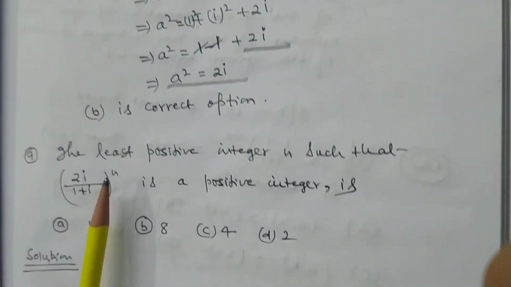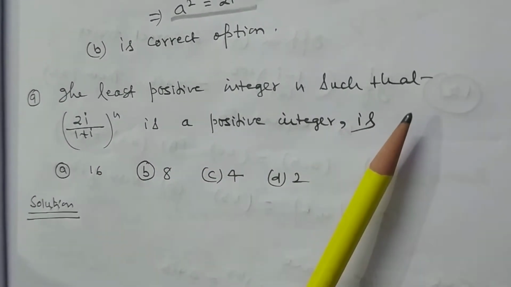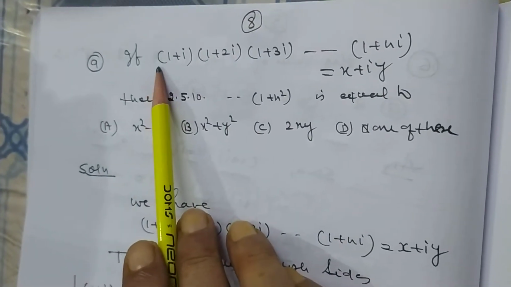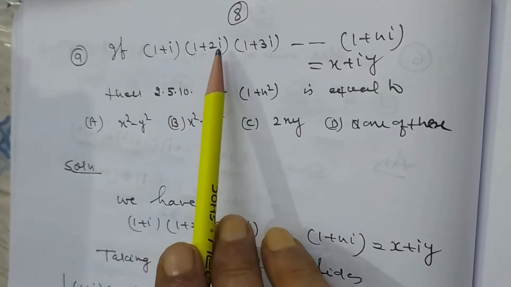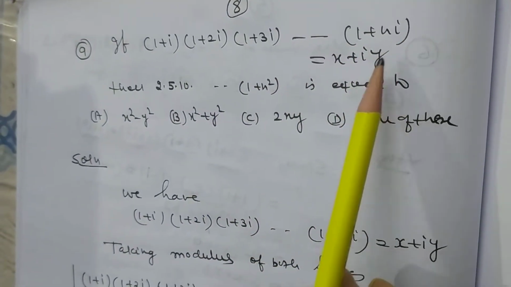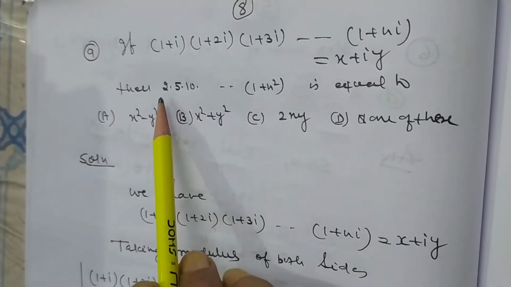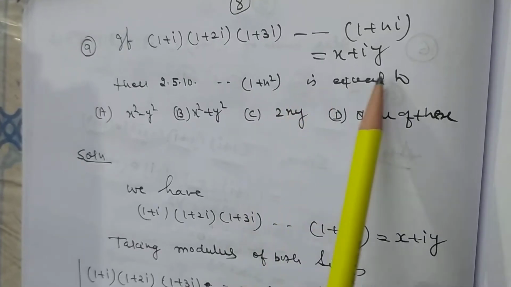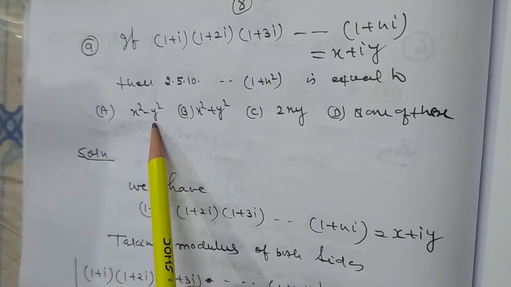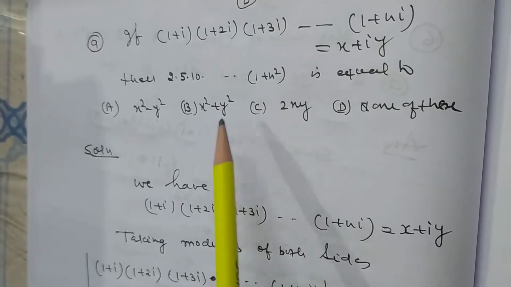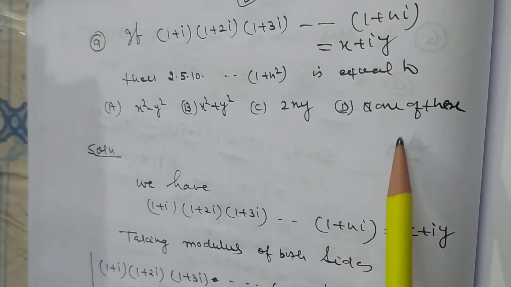My dear student, the question about the least positive integer n such that, you will not solve this problem. Now, I want to solve problem number 9. If 1 plus i into 1 plus 2i into 1 plus 3i, and so on up to 1 plus ni, is equal to x plus iy, this is given, then 2 into 5 into 10 into up to 1 plus n squared is equal to: x squared minus y squared, x squared plus y squared, 2xy, none of these.